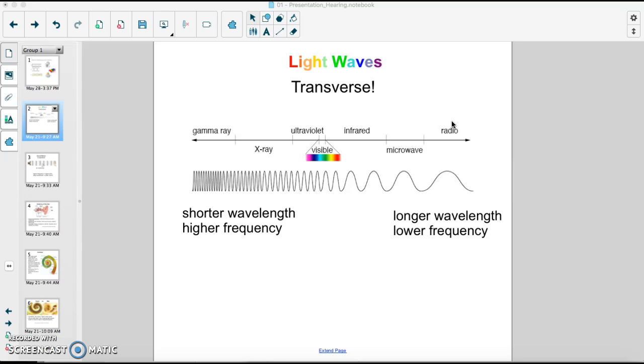I should warn you that above the window, the spectrum looks backwards. So gamma rays are on the right and radio waves are on the left, and that's totally fine. You'll actually see both versions of the spectrum. It's just a preference of which way you want your long and short wavelengths to be.